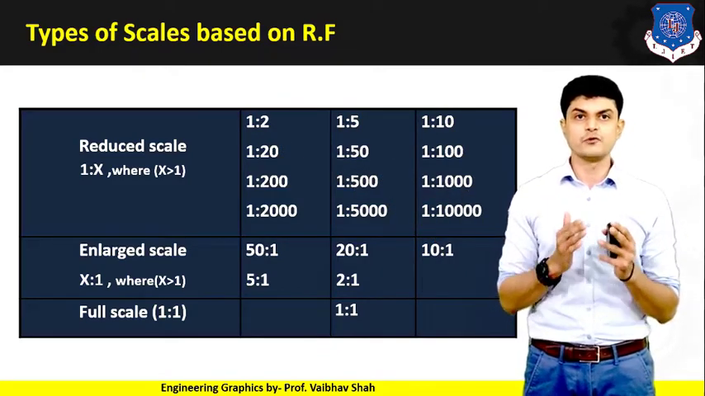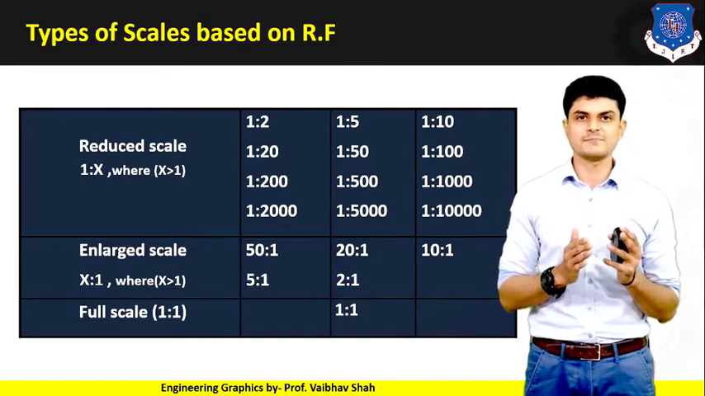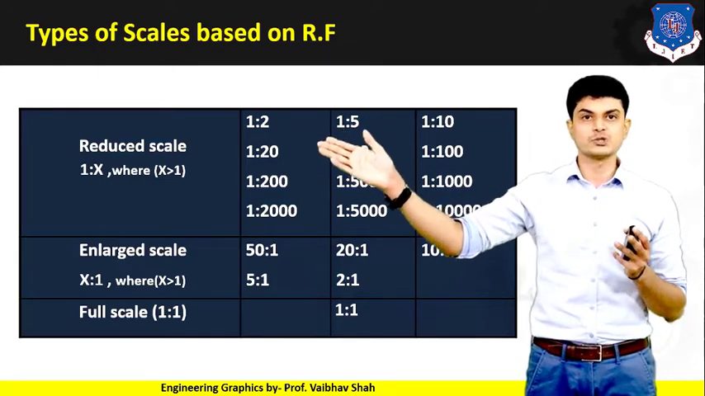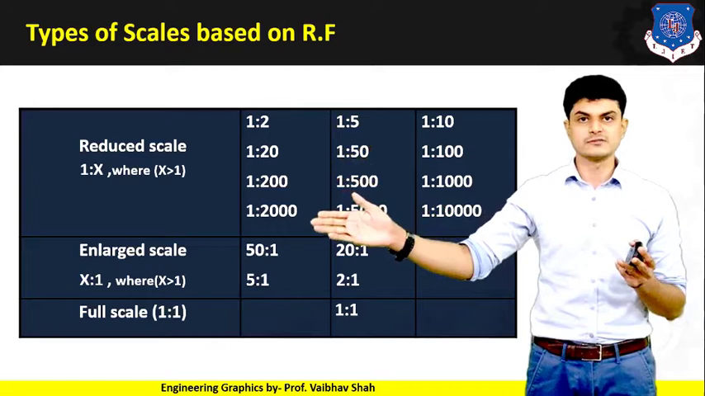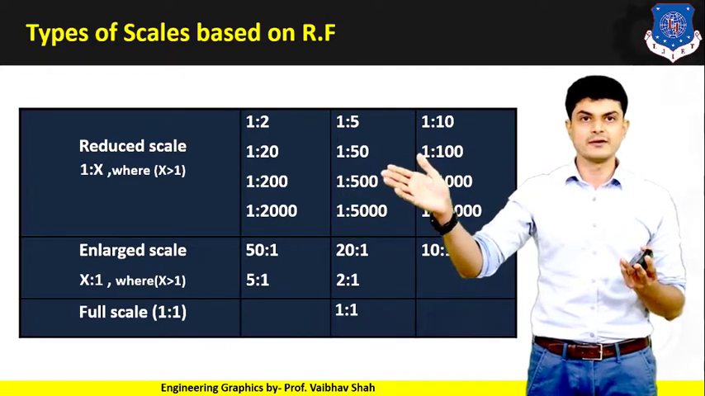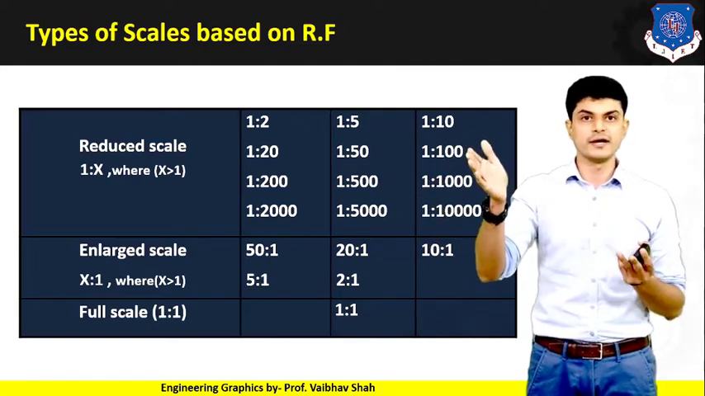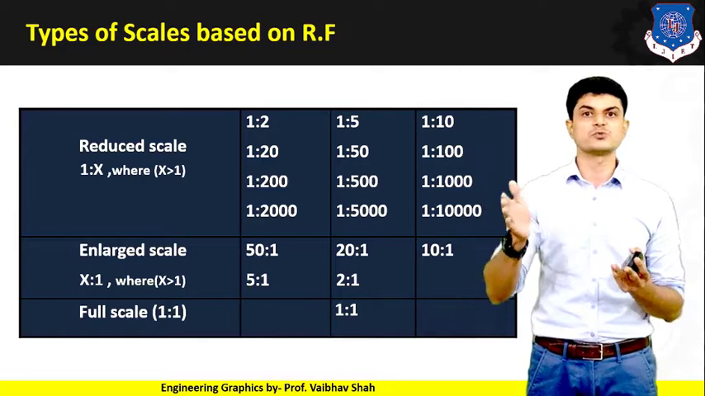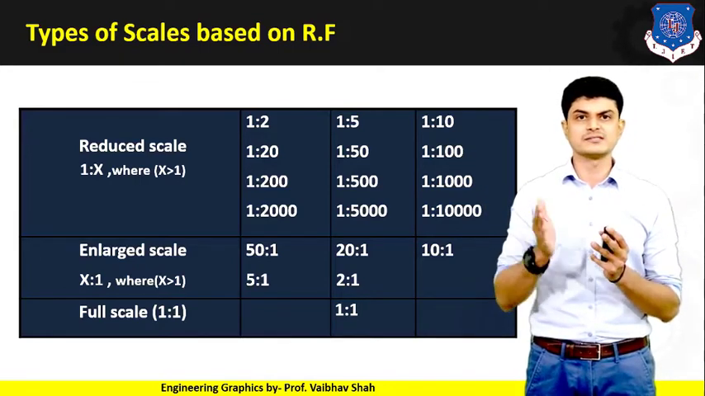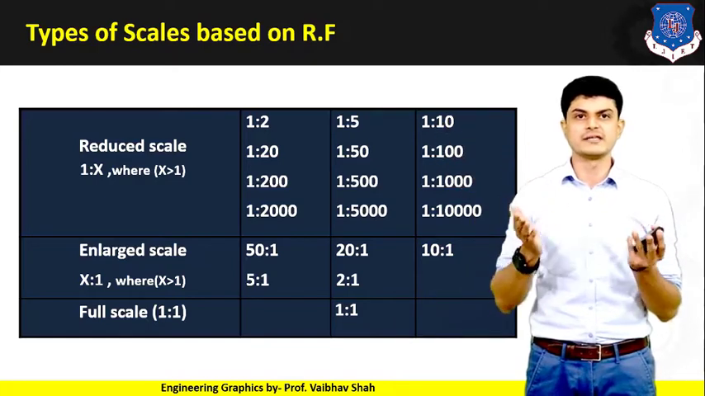So let us see a few examples based on this reduced scale. Now let us begin. First 1:2, 1:20, 1:200, 1:2000, 1:5, 1:50, 1:500, 1:5000, 1:10, 1:100, 1:1000, and 1:10,000. These are the forms of your reduced scales. As you can see, the x here in this case is obviously greater than 1.